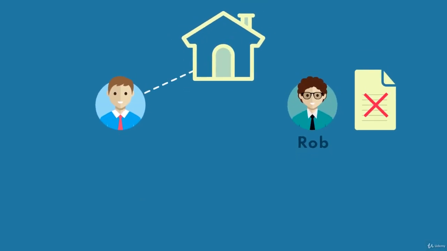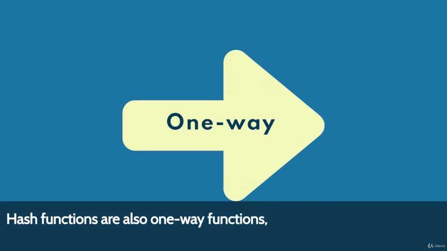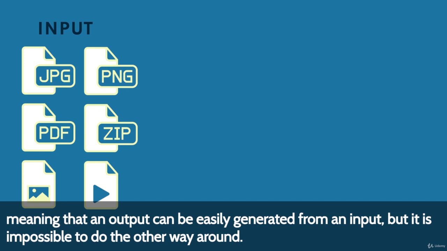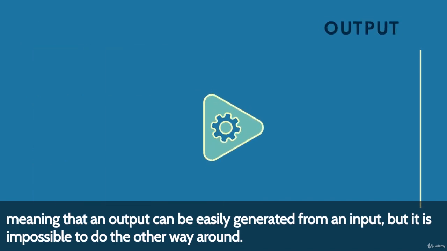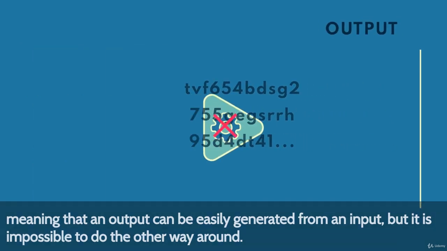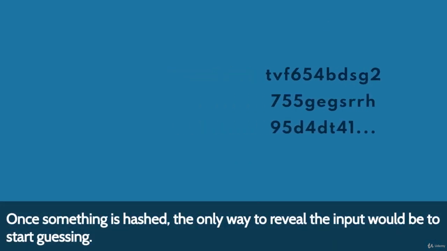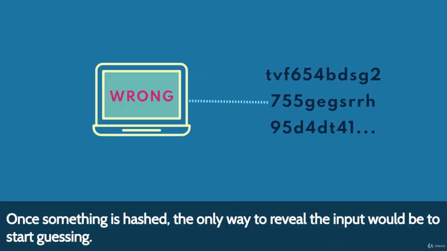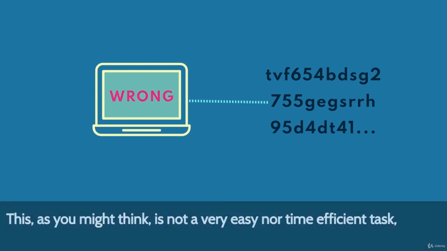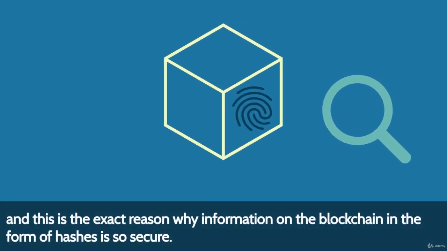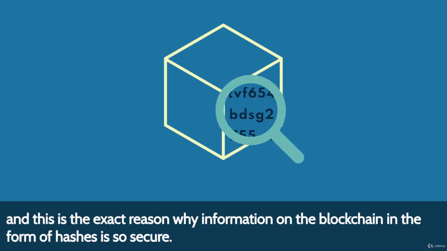Hash functions are also one-way functions, meaning that an output can be easily generated from an input, but it is impossible to do the other way around. Once something is hashed, the only way to reveal the input would be to start guessing. This, as you might think, is not very easy nor a time-efficient task. And this is exactly the reason why information on the blockchain in the form of hashes is so secure.